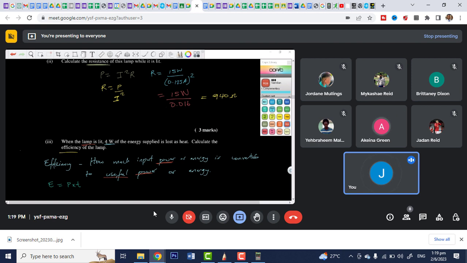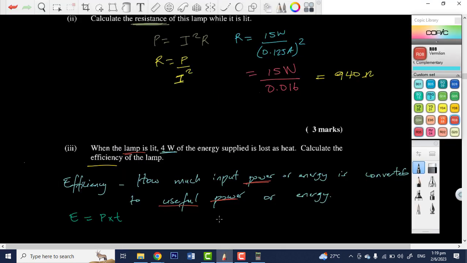So even though the light bulb is built to give you light, it's giving you some heat, but you don't want the heat from the light bulb. If you want some heat, you can probably get an iron or a stove. You don't want heat from a light bulb, you just want light. So that heat that is produced is not useful. We consider that as wasted power, or wasted energy.